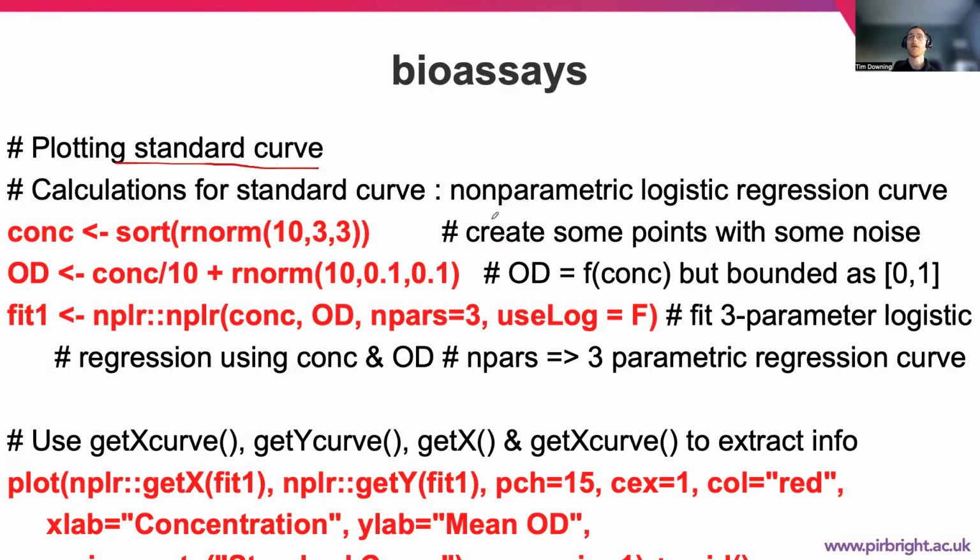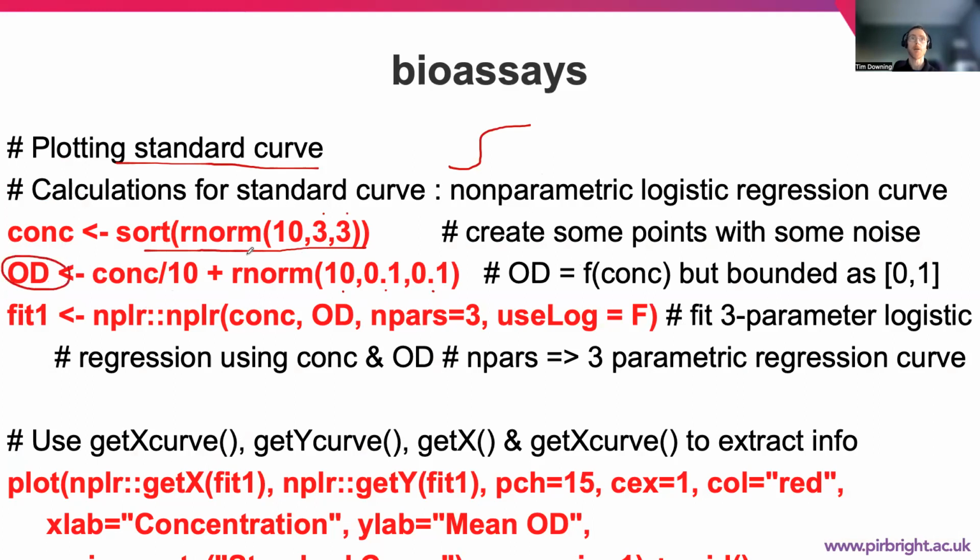So this is kind of a logistic regression curve, an S-shaped sigmoidal type curve. And what we're going to do is just generate some data. We're going to sort normally distributed data with a mean of 3 and a standard deviation of 3. So it's 10 data points. We're going to take these 10 values, divide them by 10 and add in more noise corresponding to 10 values again, with a mean of 0.1 and standard deviation of 0.1. And this is going to be our optical density.